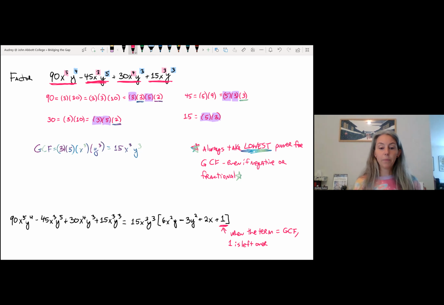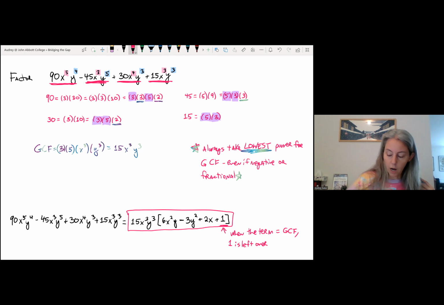Now, my last step is to ask myself, is there any further factoring that can be done? In other words, is this a difference of squares, a difference of cubes, a sum of cubes? Is it a quadratic polynomial? Is it a cubic polynomial that can be factored by grouping? And the answer in this case is no, it's none of those things. So that means this right here is my final answer. It cannot be further factored, but we checked, and we always need to check.